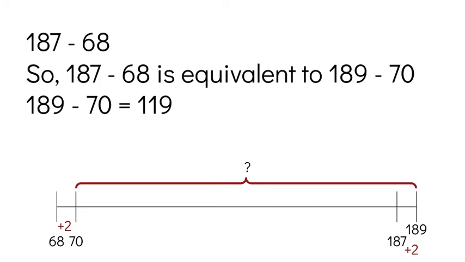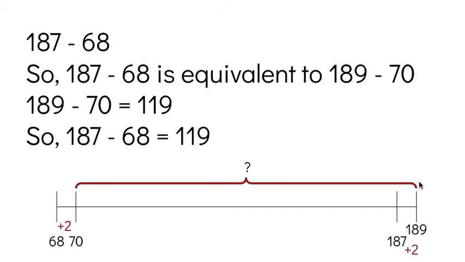So I can do that problem a lot easier. 189 minus 70, well, I'm going to take away 7 tens right here, leaving 1 ten behind. So that would be 119. So the difference between 189 and 70 is 119, and since I maintained that constant distance or that constant difference, that means 187 minus 68 is also equal to 119.